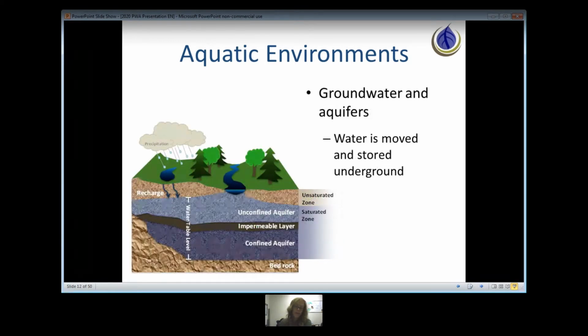Obviously, we can't forget our groundwater and aquifers. They are the areas where water penetrates our soils to get to them and replenish them. I don't even know if I'm saying it right. But this is where mainly people that live in rural areas will get their water for their wells. And they also actually replenish the rivers.